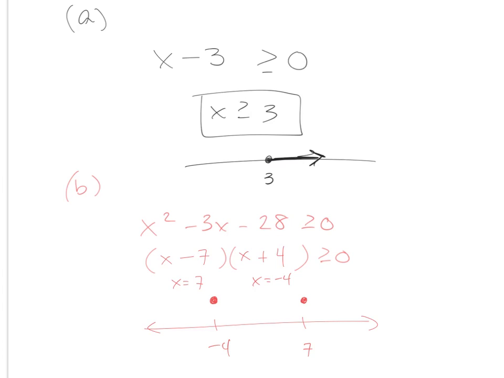How do I know that? Remember the shape of this graph? What does the shape of a parabola look like? Does it look like this? Yes. When is it going to be above the x-axis? When it's outside of these regions, right? So we're going to end up shading this way.